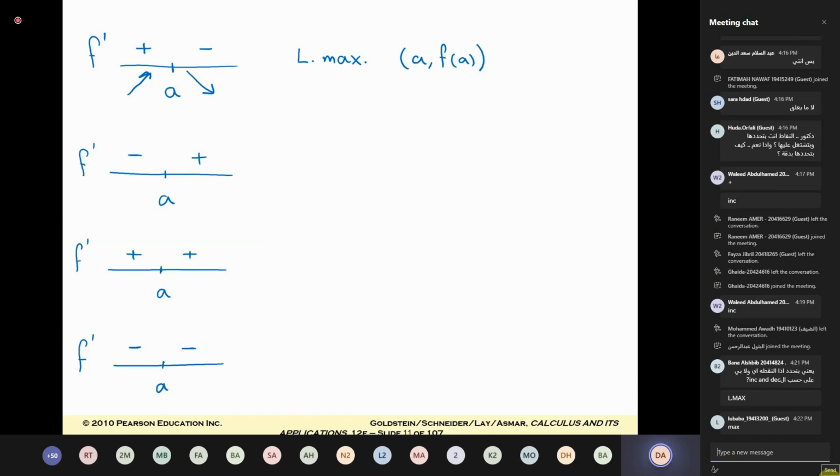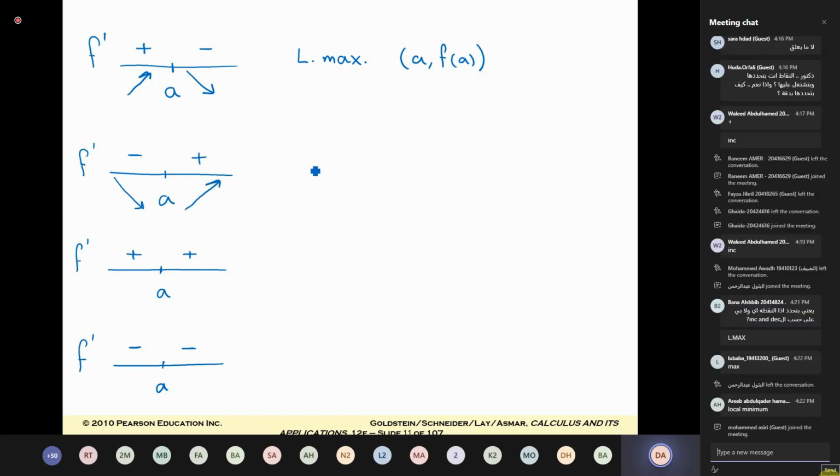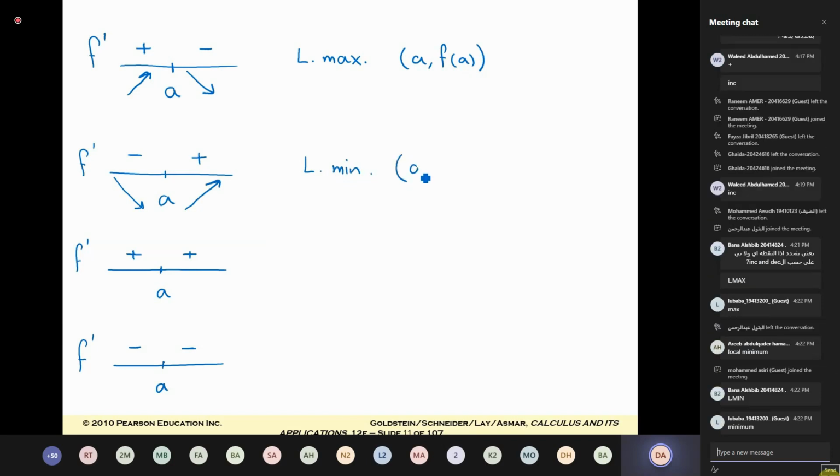Okay. The second case, we have decreasing. After that, we have increasing. So we have a local minimum at A and f(A).